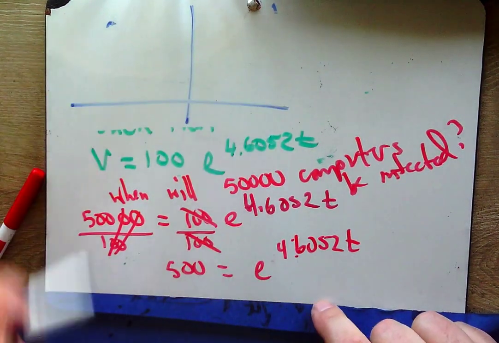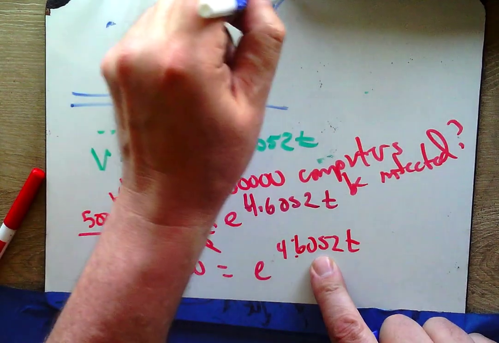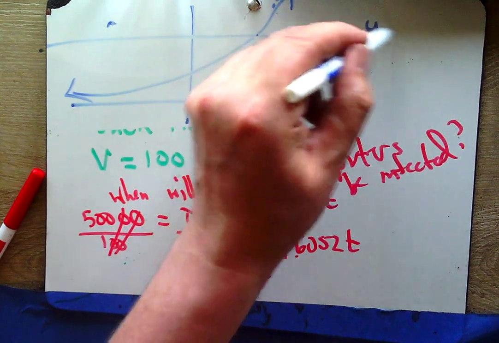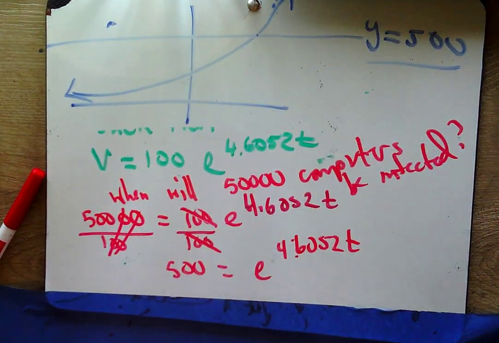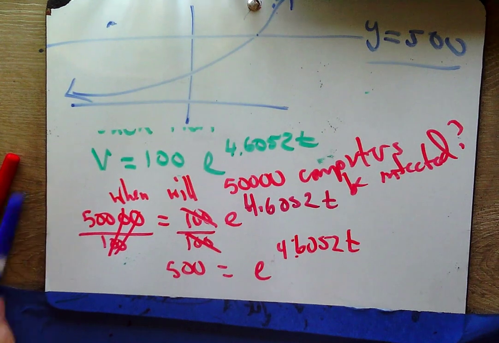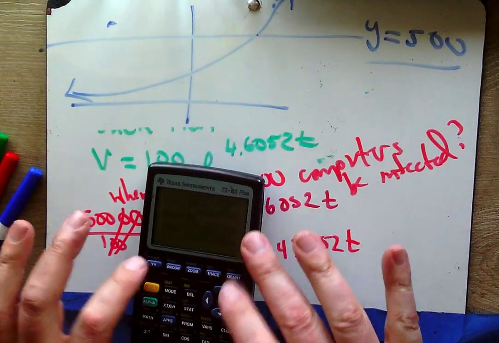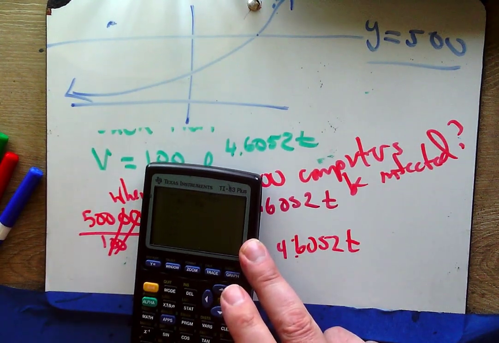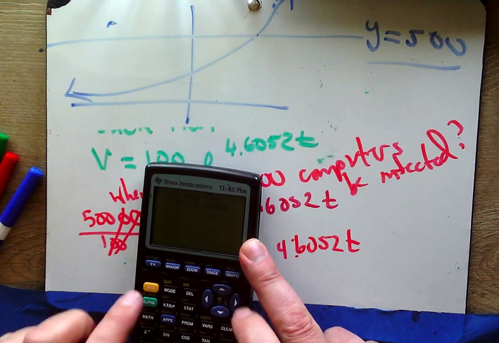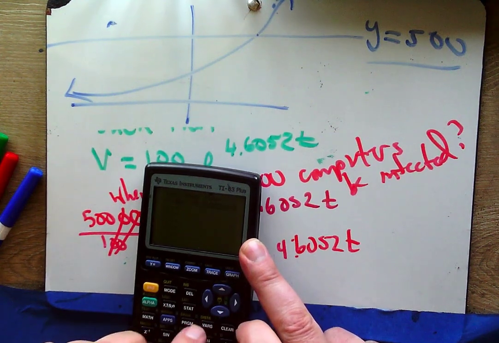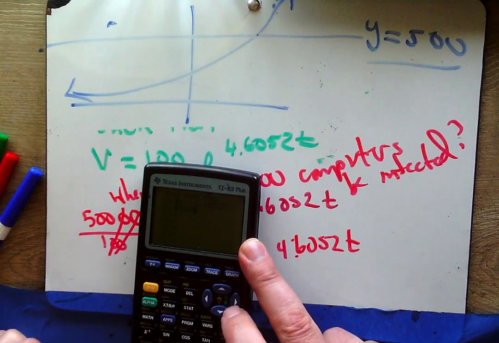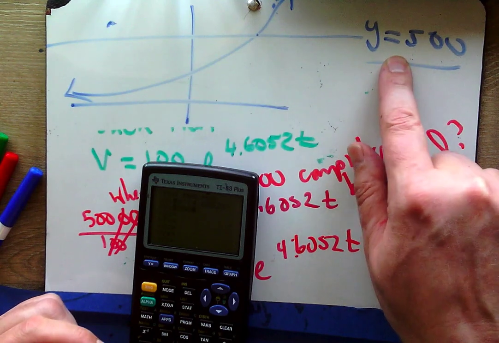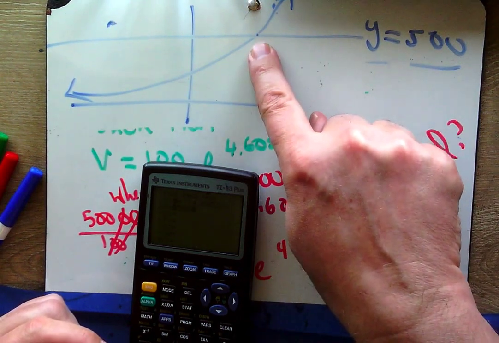Well, think about what we're looking at. This is exponential growth. This is the horizontal line, y equals 500. And I'm wondering when these intersect. So I'm going to pull out my calculator. And in y1, I'm going to type in e to the 4.6052t. And in y2, I'm going to type in 500. I'm not going to do zoom standard. Look at my y max. That's just, I need to see that point.